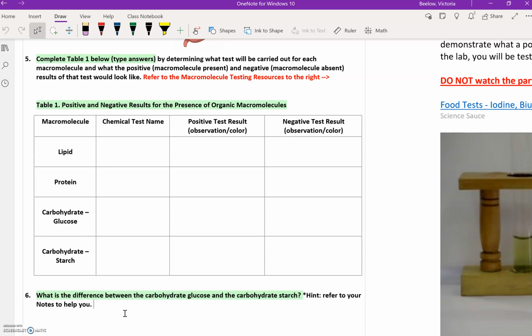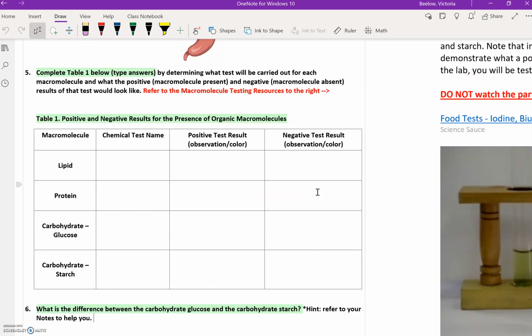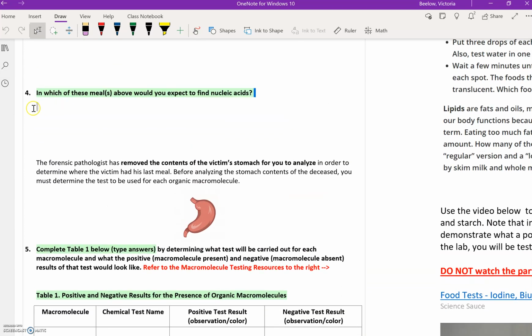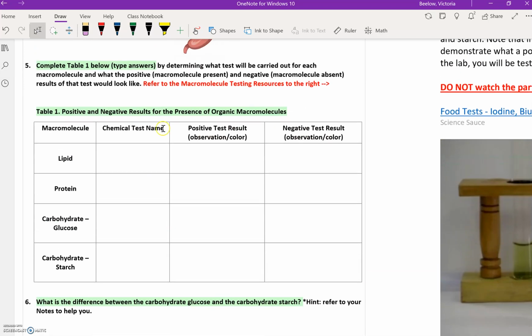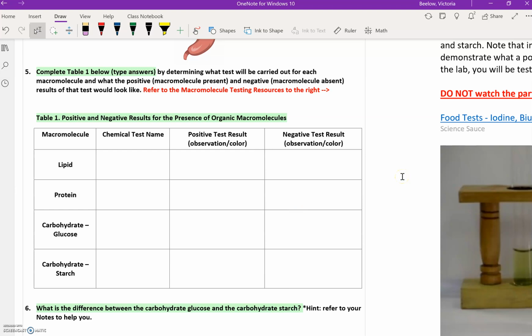Again, use your notes to help you. And you're probably wondering, why aren't we testing for nucleic acids? Because, going back to this question here, nucleic acids, DNA, are present in all living things. That includes plants and animals, which is where all of our food is coming from. So to answer question number 4, which of these meals? All of them have nucleic acids, because they all came from once living things. That's why we are not testing for nucleic acids here.